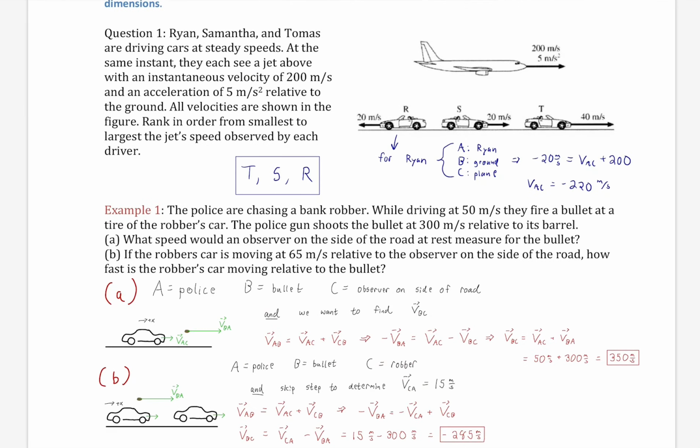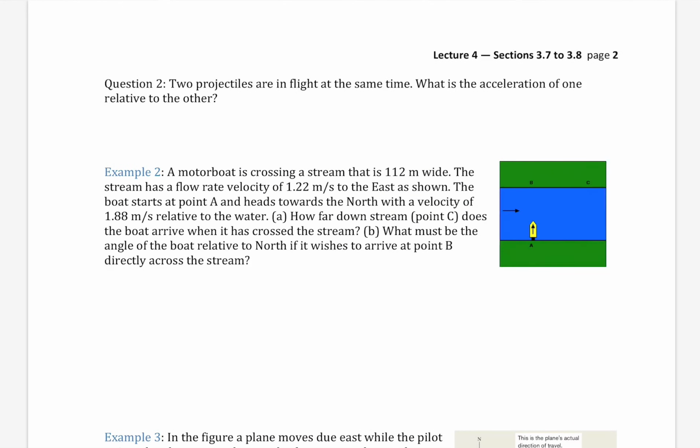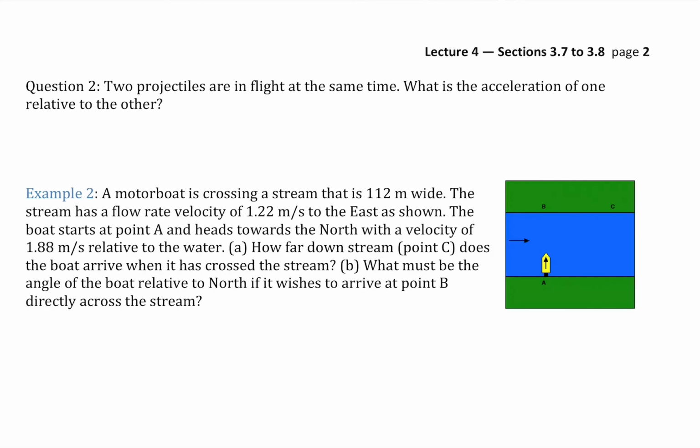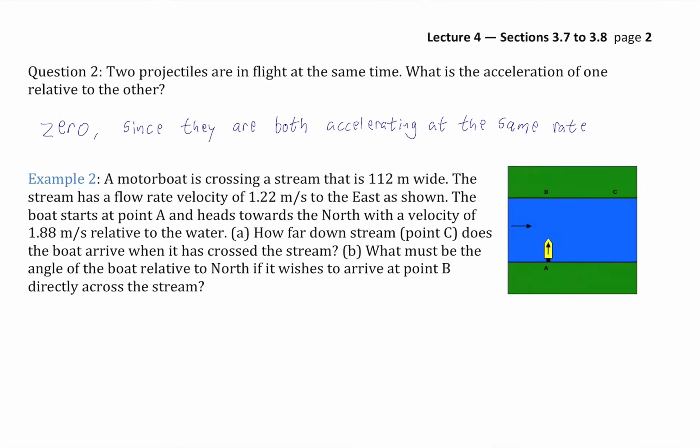All right, now let's really make it matter with some 2D examples. First, a concept question. Two projectiles are in flight at the same time. What is the acceleration of one relative to the other? Think about it for a minute, but you know the answer. 0, since they are both accelerating at the same rate. So even though one of them may have been dropped sooner, or one may have an initial velocity and the other doesn't, relative to each other in terms of acceleration, none, since they're both accelerating at the same rate.